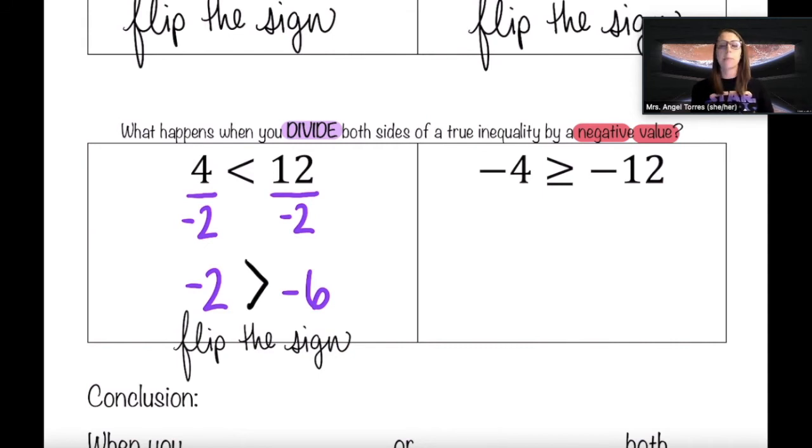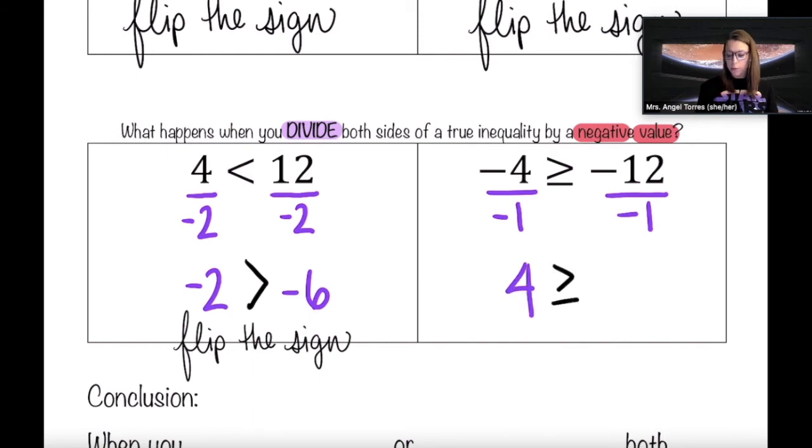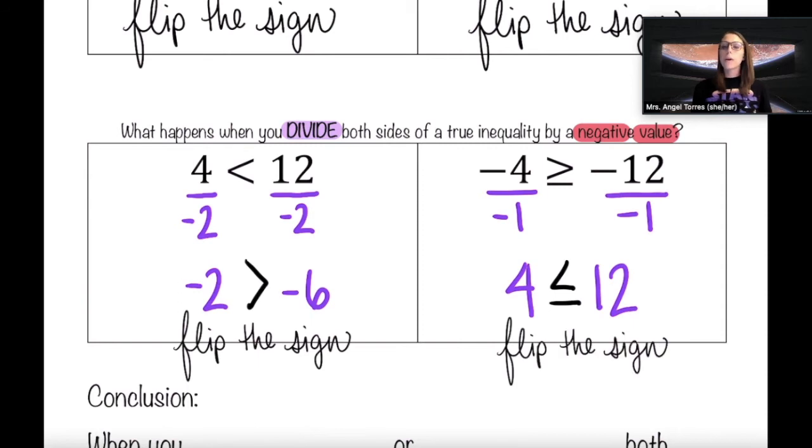In our last example here, -4 is greater than or equal to -12 because it's greater. But what if I divided both sides by just -1? Well, my new inequality would be +4 is greater than or equal to +12. And we know that's not true. So what do we do? We flip the sign. Greater than or equal to becomes less than or equal to, and 4 is less than or equal to 12.